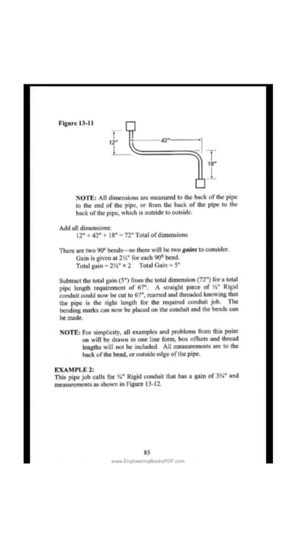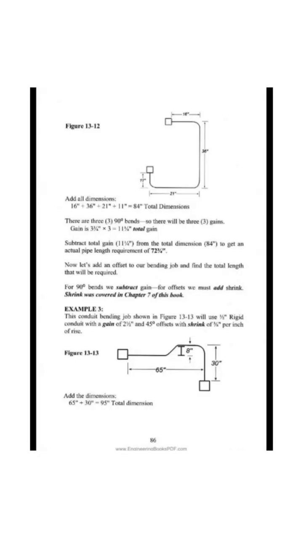Note: for simplicity, all examples and problems from this point on will be drawn in one-line form; box offsets and thread lengths will not be included. All measurements are to the back of the bend, or outside edge of the pipe. Example 2. This pipe job calls for 3/4 rigid conduit that has a gain of 3 3/4 and measurements as shown in Figure 13-12. Add all dimensions.